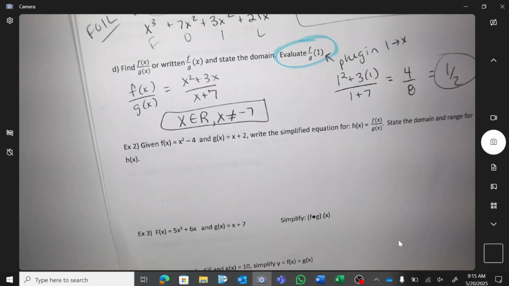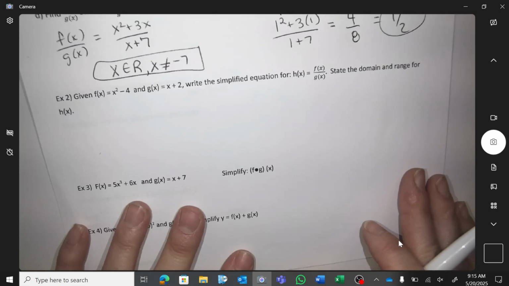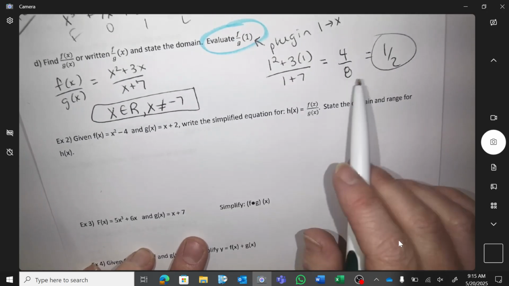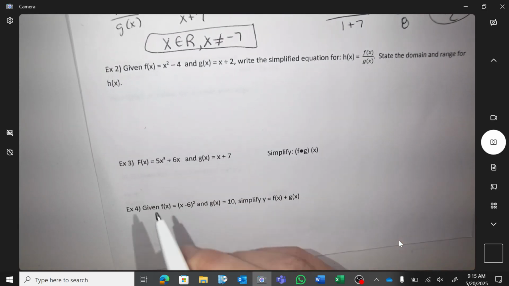Okay, number 2 down here. Was this good? I got a half. Is everybody else same thing? Okay, guess what? No calculator, right? Everybody did that? Okay, simplify.